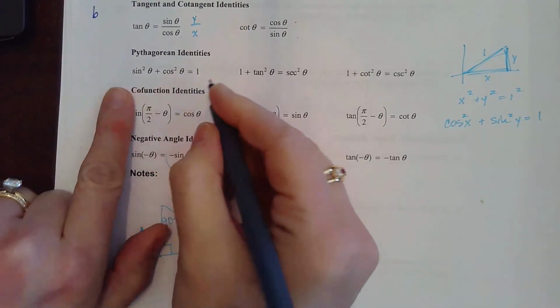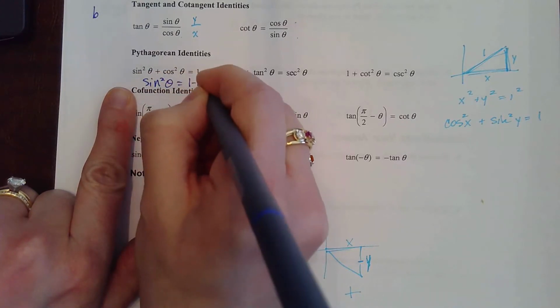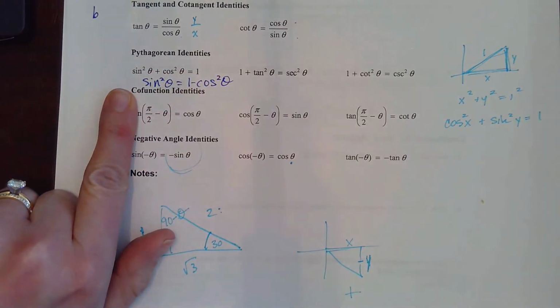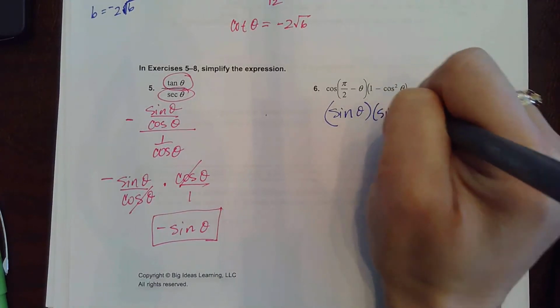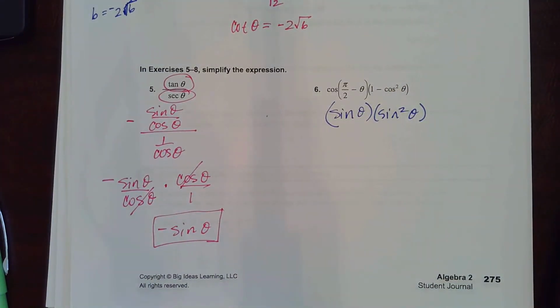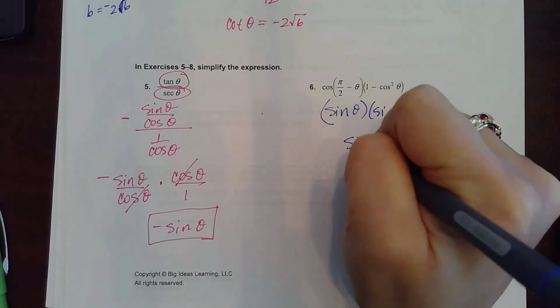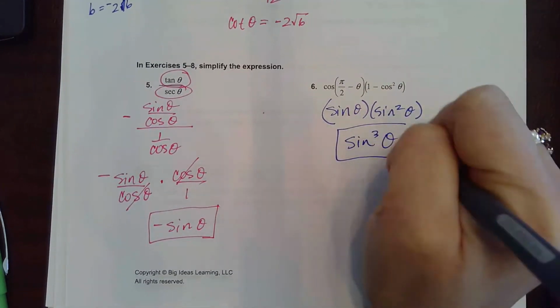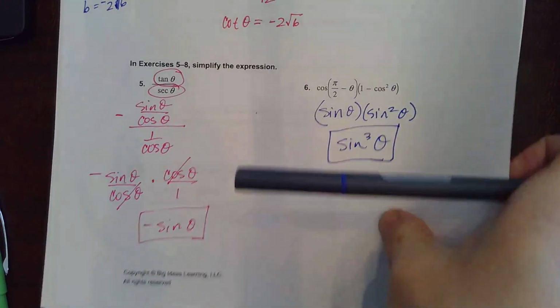If I changed this identity and just solved for sine squared, I would get 1 minus cosine squared equals sine squared. And that's what I'm going to use here. So 1 minus cosine squared, I'm going to substitute in sine squared. Okay, so what's sine times sine squared? It's kind of like asking you, what's x times x squared? It would be sine cubed. So this is just us using our trig identities to simplify expressions. That's all this is.